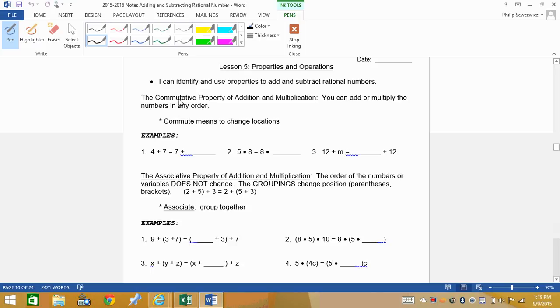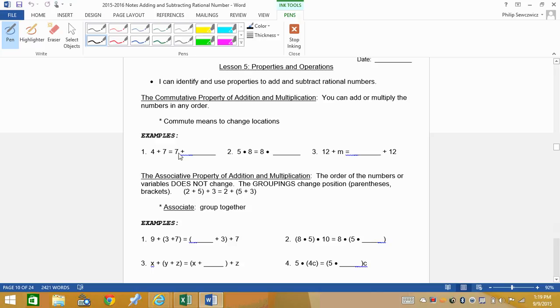So the commutative property. The commutative property works for addition and multiplication. And what it says is, hey, listen, if it's all addition, you can add in any order that you want. And if you want to multiply a whole bunch of numbers, you can multiply them in any order and you will still get the exact same answer. Shocking, I know.